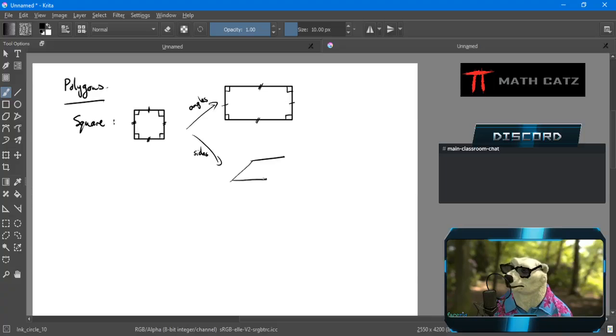Let me draw my rhombus here in a somewhat good looking way. So I still have all the sides being the same, but now the angles aren't all the same. And a side effect of this, still pretty strong structure, is that opposite angles are the same.